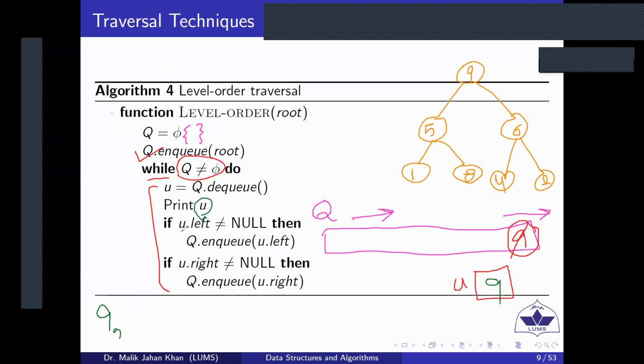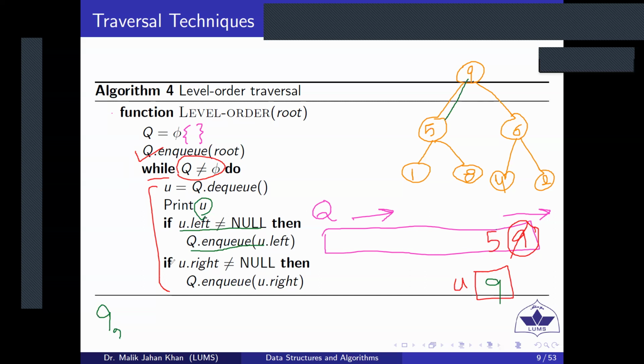And then what we do is that we check that if 9 dot left is not null. 9 does not have a null left, so the condition is true. So what we do is that we enqueue this u dot left to q. So u was 9, u's left is 5, so 5 is now enqueued in the queue. So the next item which goes inside the queue is 5.